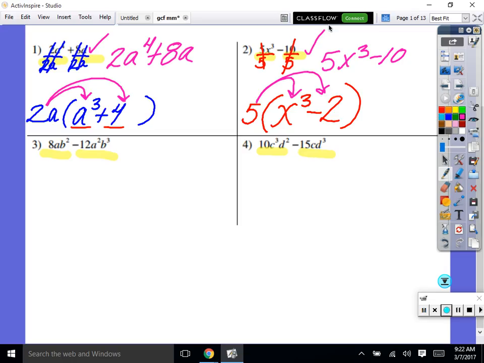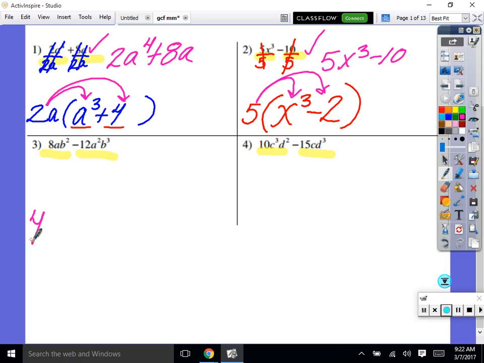Let's do number 3. Now don't get freaked out by more stuff. It's the same idea. Just focus in pieces. There's an 8 and a 12. Does 12 divide by 8? No, not evenly, correct? But don't they both divide by 4? What about, isn't 6 larger? 12 divides by 6, doesn't it? But does 8 divide by 6? No, so it's 4, right? So we're going to pull out a 4. So write your 4.